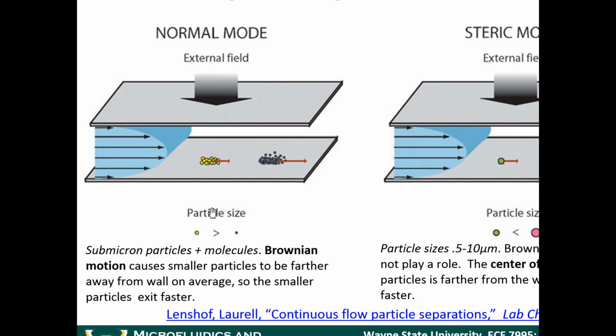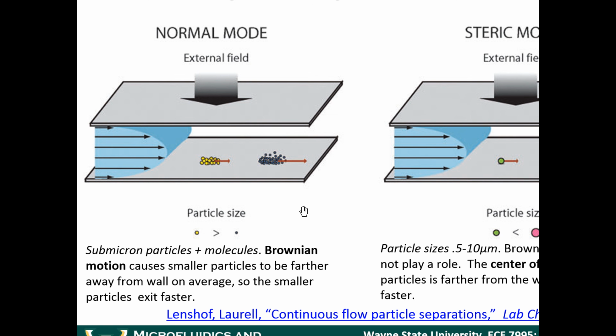Brownian motion basically describes the fact that everything in nature vibrates and moves. The only way to turn off Brownian motion is to bring the system down to absolute 0, and at that point Brownian motion would stop. Brownian motion means that all particles are just moving and vibrating all the time. So Brownian motion causes smaller particles to be further away from the wall on average than larger particles.